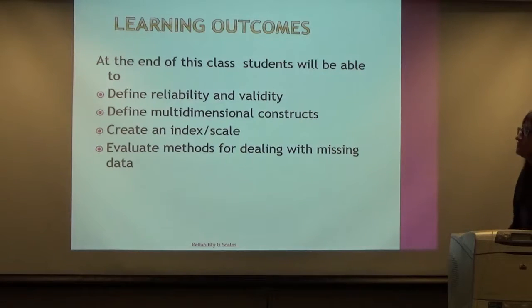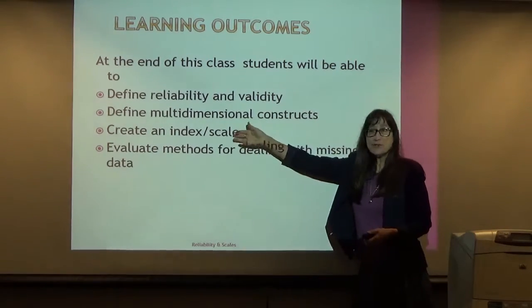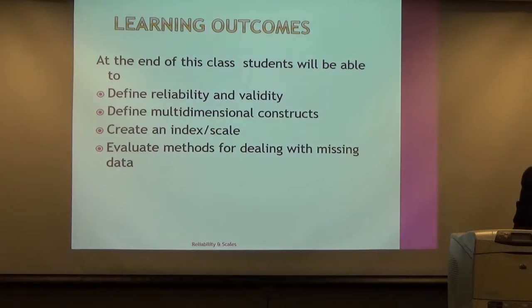All right, so your learning outcomes at the end of this class, you'll be able to define reliability and validity and differentiate which is which. Define multi-dimensional constructs, so that's what we're dealing with, constructs that have more than one dimension. So, for example, a construct that we call age has one dimension, right? What's the respondent's age? But depression has many dimensions. In this case, it has 17 dimensions that make up this one thing we call depression. And you'll be able to create an index or a scale, we'll talk about the difference between an index and a scale, and evaluate methods for dealing with missing data.